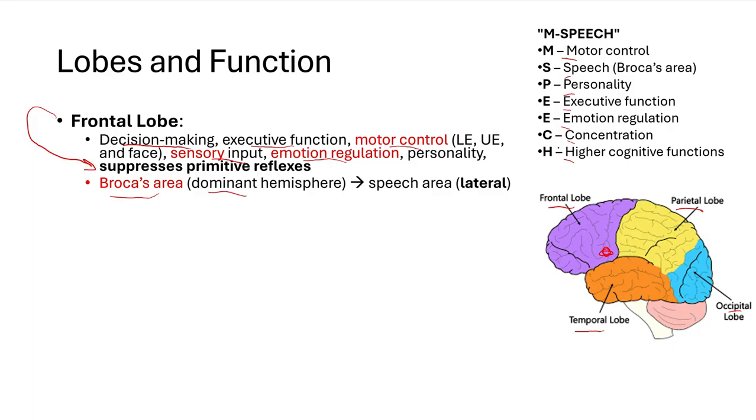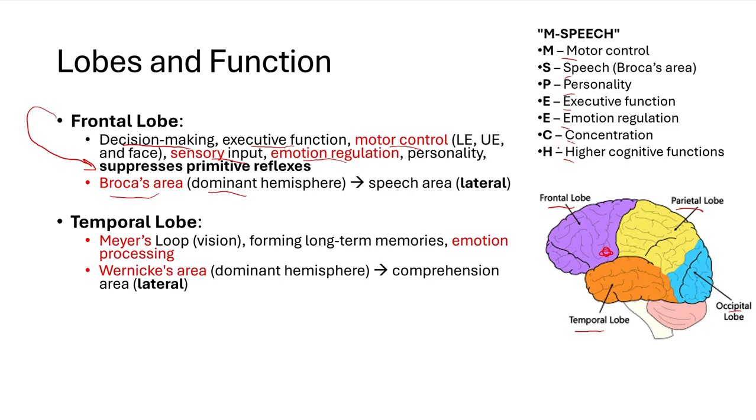The next lobe we'll discuss is the lateral-most lobe, seen in orange. The temporal lobe is mainly responsible for hearing, language, memory, and emotional processing. It also contains something known as Meyer's loop. Meyer's loop passes through the temporal lobe and is important in the visual pathway, as it provides information to the occipital lobe and contains vision. It is also important for forming long-term memories, as well as processing different types of emotion. Within the lateral aspect of the temporal lobe is something known as Wernicke's area. This is also typically seen in the dominant hemisphere and is important for understanding and comprehending speech.